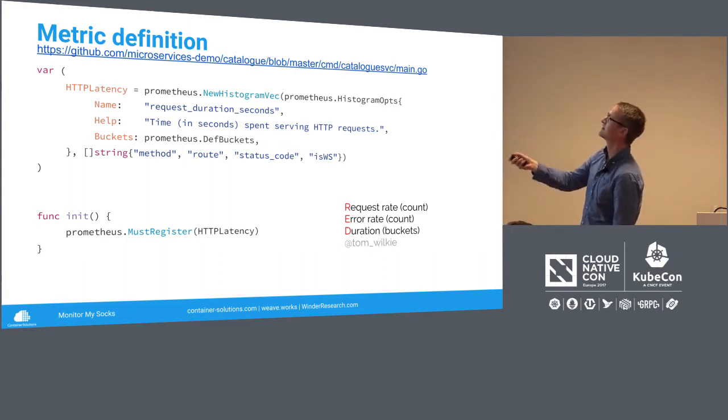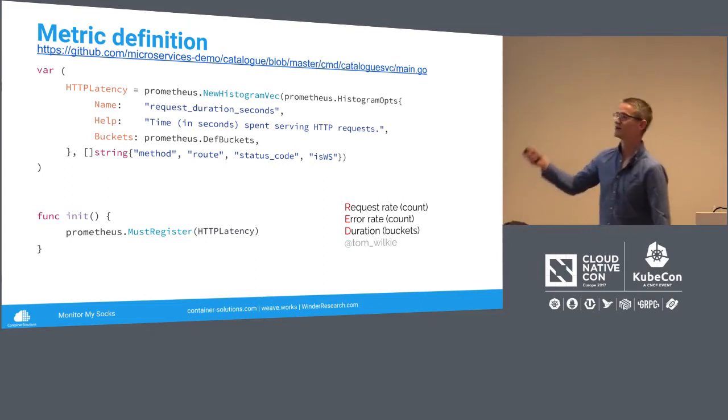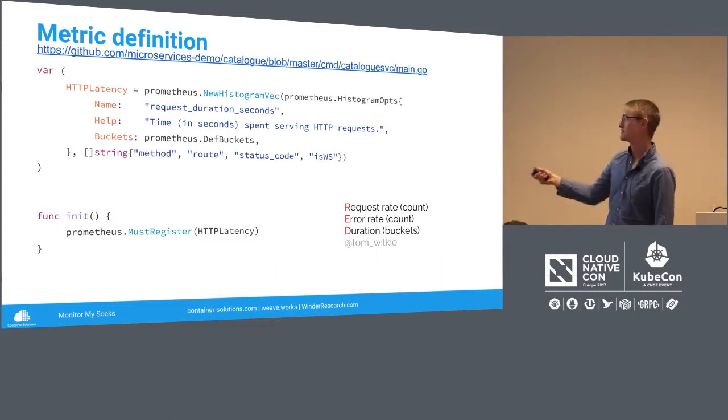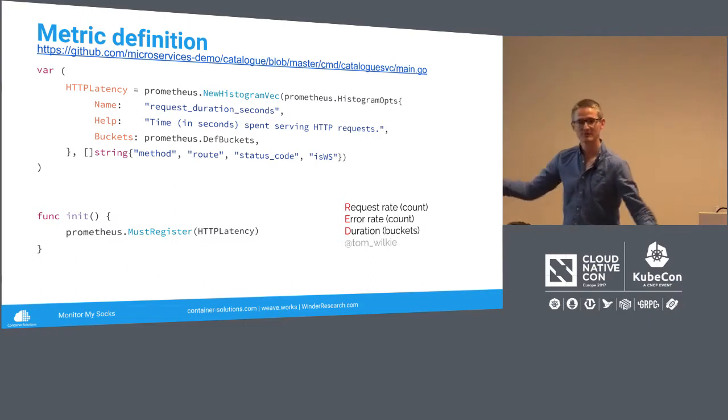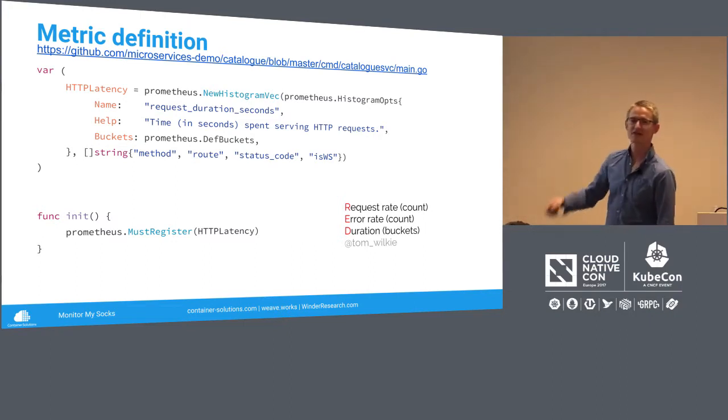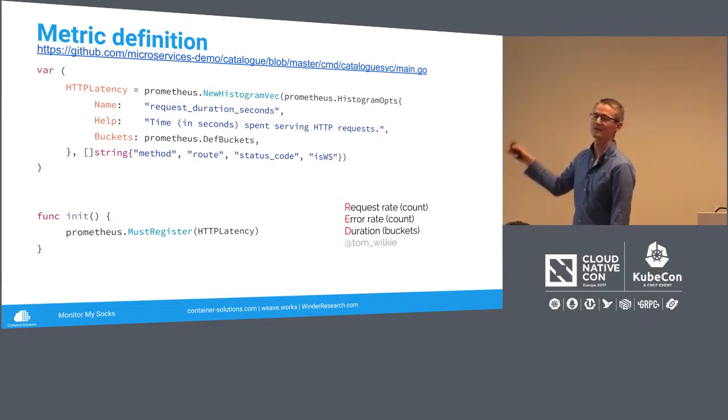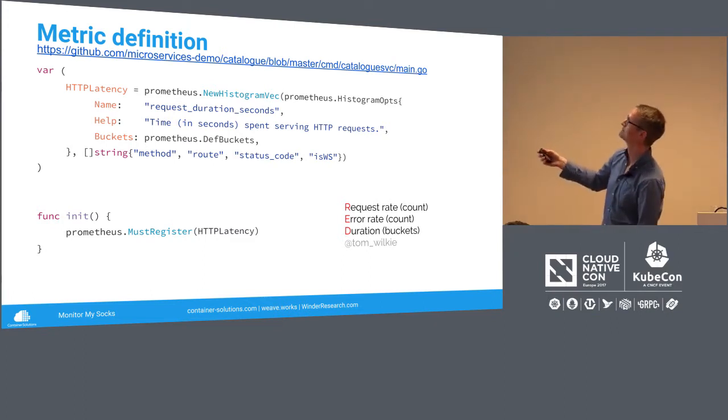And the beauty about the histogram vector is that you can obtain all of these metrics just with the one single histogram metric. So with the histogram metric, you get a count for free, and you can do the error rate with labels, and you also get the buckets, obviously, as well. So all of the services that I'm about to show you are implemented with a histogram.